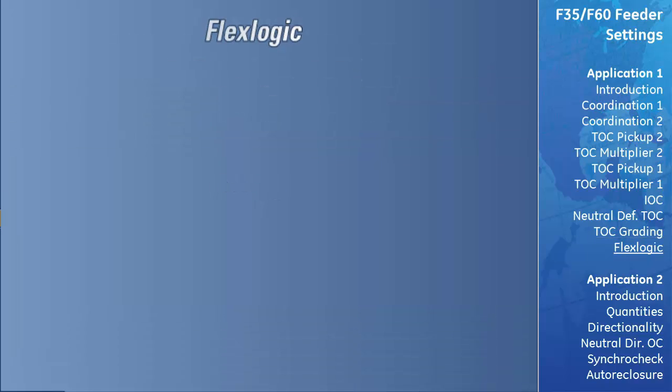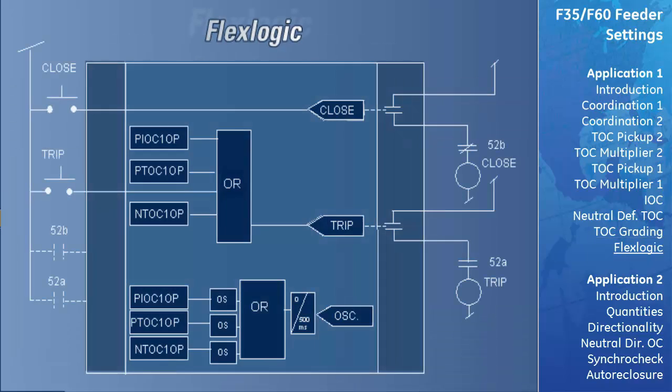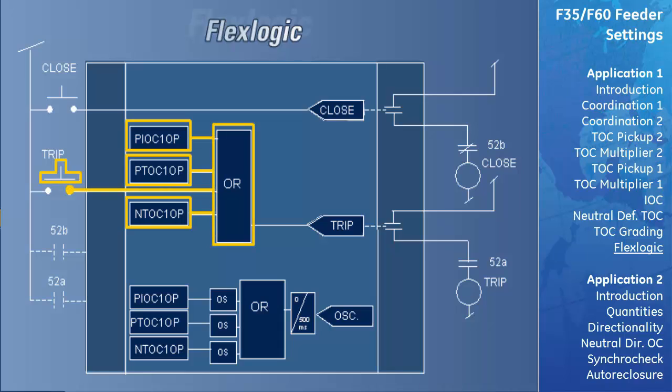Now let's take a look at a block diagram of the Flexlogic solution for this application. The manual close signal passes through to the virtual output to close an output contact to send a close command to the breaker. The phase time, phase instantaneous, and neutral overcurrent operate bits, in addition to the manual trip input, are ORed together to provide the trip command.